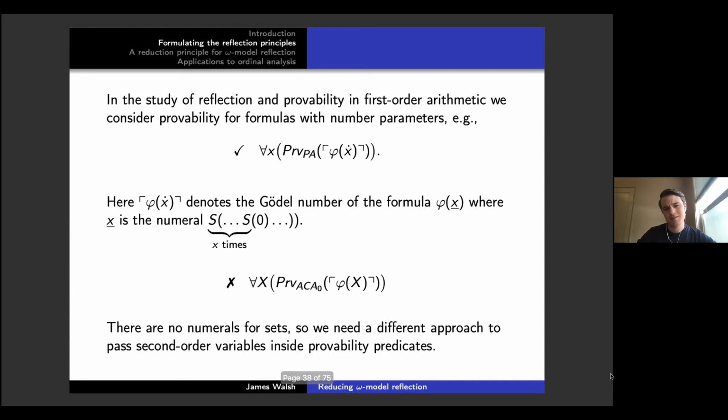But in the context of second order arithmetic, this doesn't make really any sense. For all X, ACA_0 proves φ(X). We don't have numerals for the sets. We don't have a canonical name for each set.